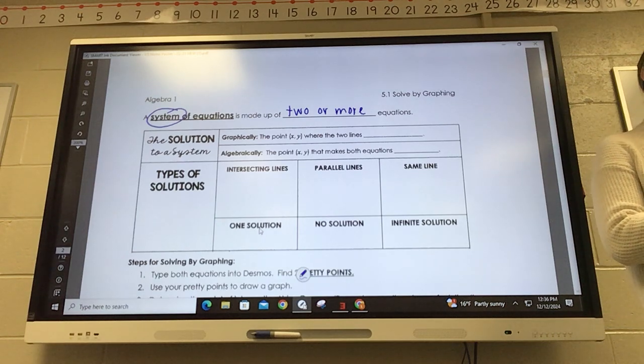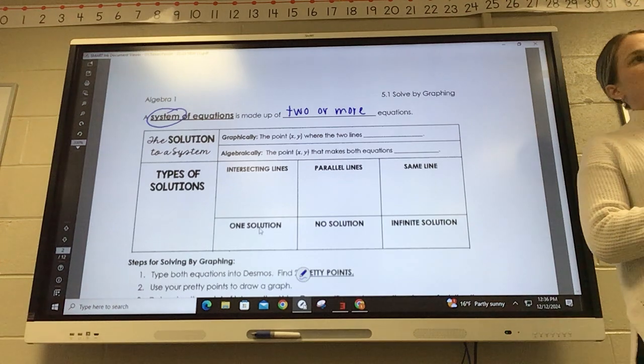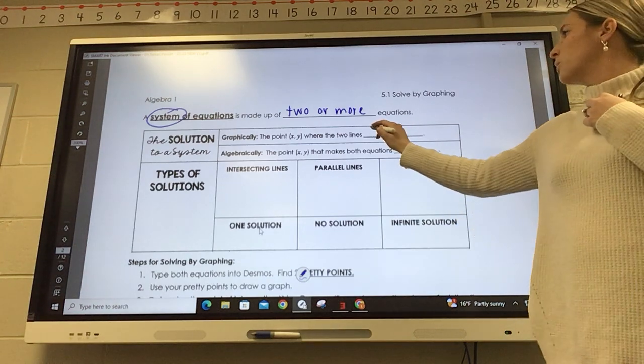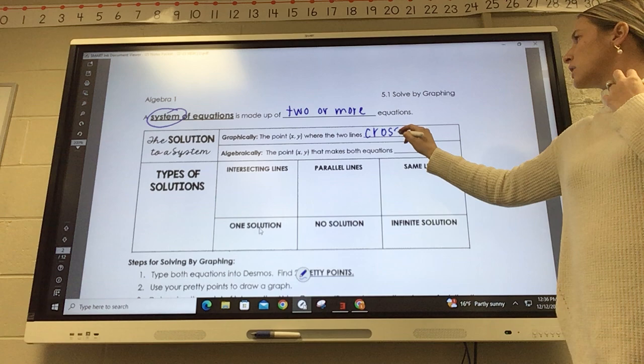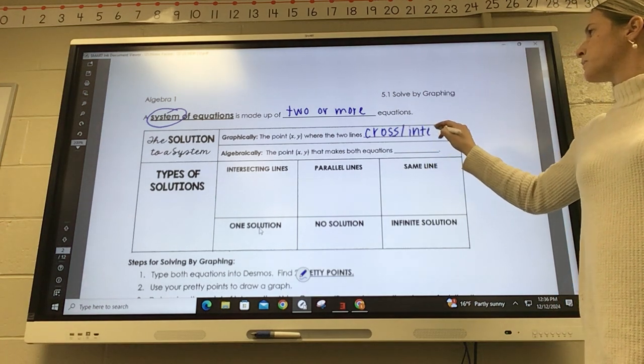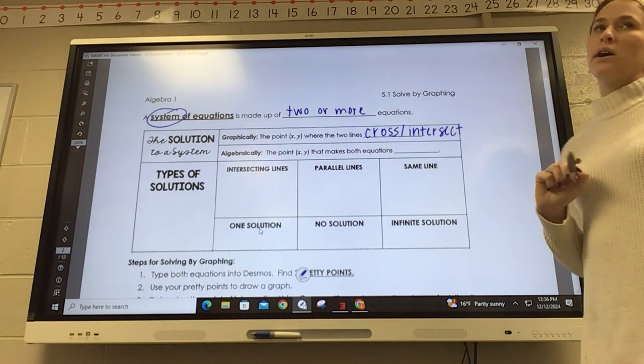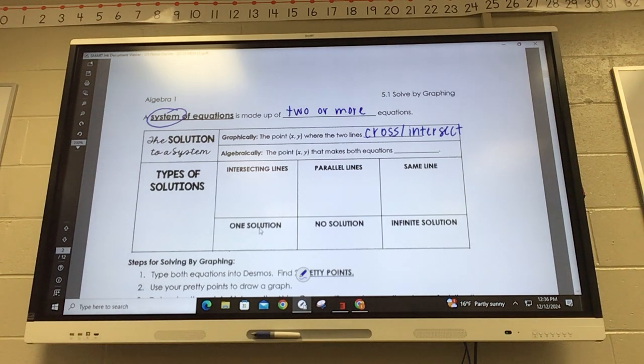On Desmos, when I graphed both of those lines, where was our answer, Macy? Where the two lines cross. So where the two lines cross or where the two lines intersect. I don't care what word you use because they mean the same thing.